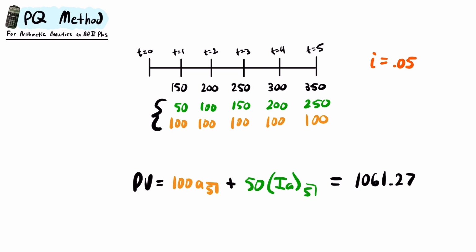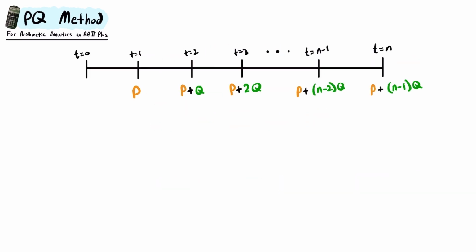And thankfully, that better way does exist. And so now I'm going to show you that method, specifically where it comes from first, and then I'll show you how to use it. And so to show you where it comes from, we have to generalize a scenario like this. Let's say that we have a series of payments where the initial payment is an amount P, and then every payment after that increases by an amount Q.